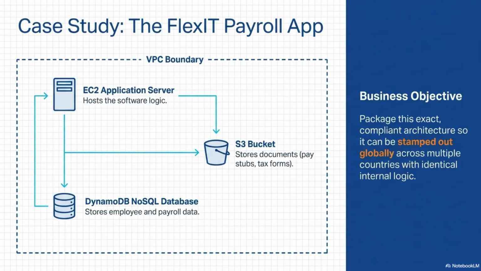Their challenge? They need to deploy this exact same compliant architecture globally, US, UK, and beyond. Doing it the old way means duplicate Terraform code for every country, with every update applied manually in multiple places. The smarter way? Package this architecture as a reusable module, a blueprint that gets stamped out globally with just a few values swapped in.